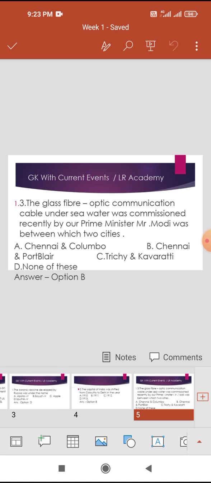Third question. The glass fiber optic communication cable under sea water was commissioned recently by our Prime Minister, Mr. Modi, was between which two cities? Option A, Chennai and Colombo. Option B, Chennai and Port Blair. Option C, Trichy and Cavarati. Option D, none of this. The right answer is the glass fiber optic communication cable under sea water was commissioned by our PM Mr. Modi was between Chennai and Port Blair.